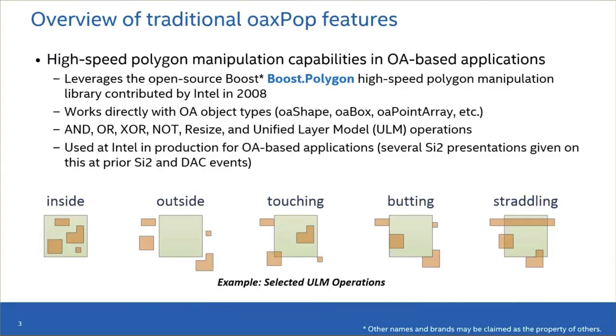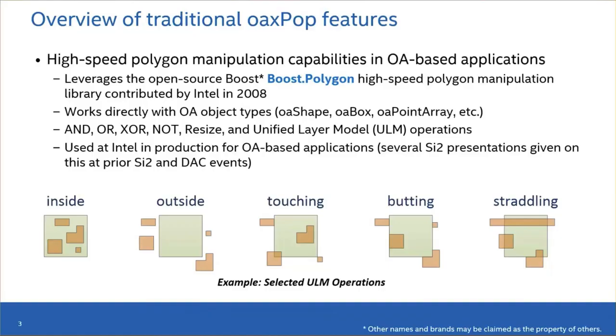We have the basic operations of AND, OR, XOR, and NOT of polygons, one polygon set to another. And then there are higher level operations that are shown here, like inside, outside, touching, butting, straddling, and so forth. This is a subset of what is available, but just gives you an idea of what it is.